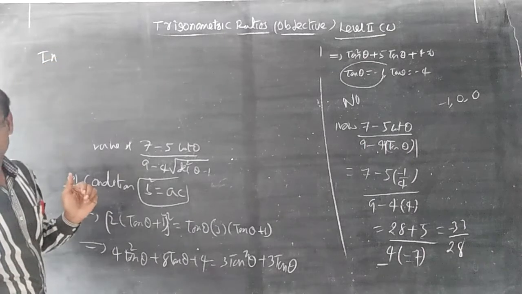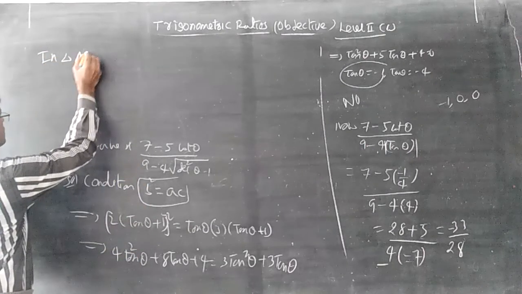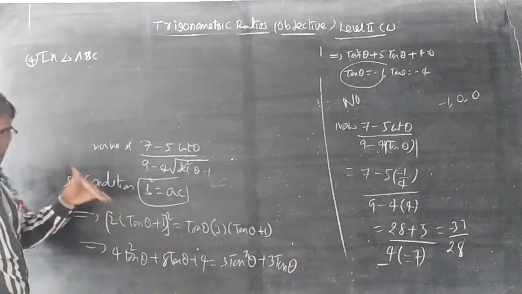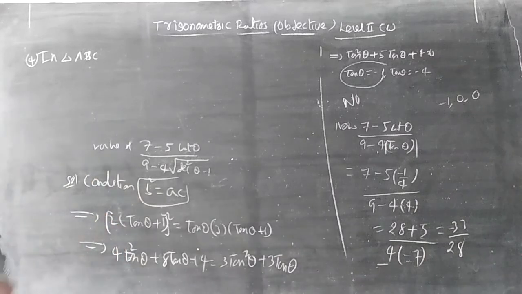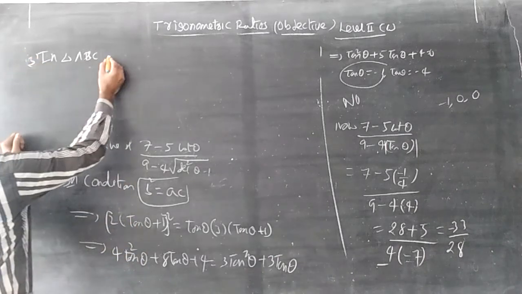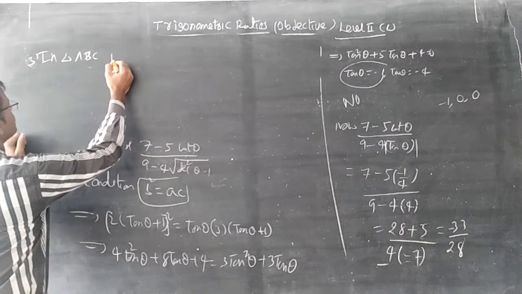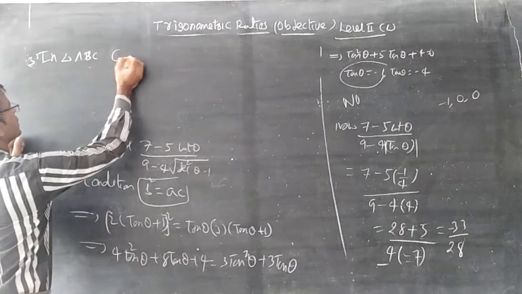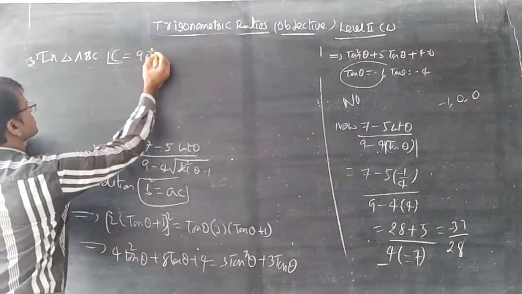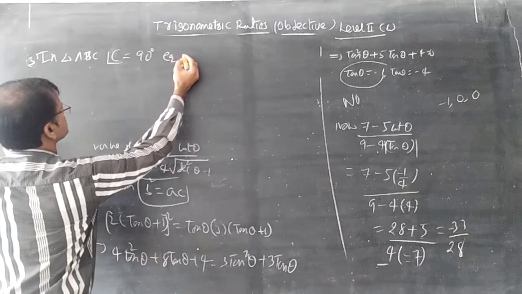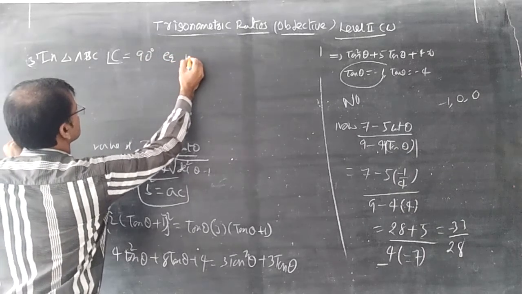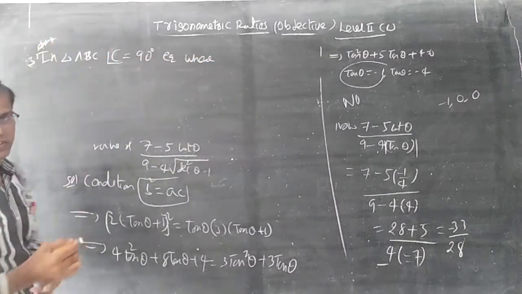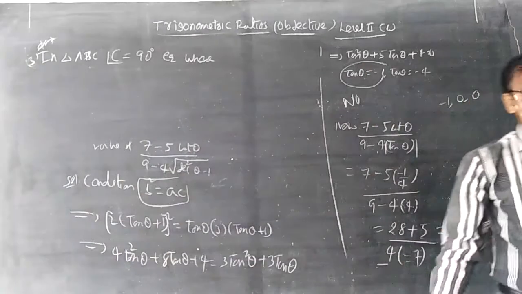Same question, students. In your material, third question: in triangle ABC, angle C is equal to 90 degrees. Then the equation whose roots are tan A and tan B. Good question, put a star mark. This is an important MSET question, not for mains.